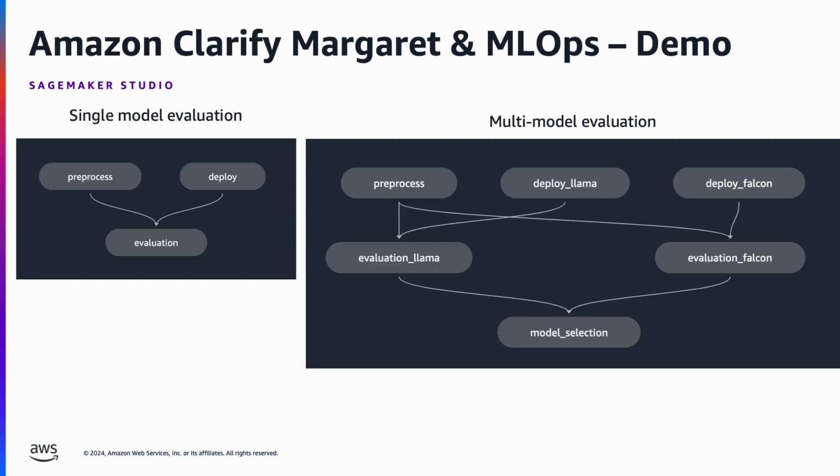And so here's a view of two pipelines we're going to look at today. One is a very simple single model pipeline where we'll do some pre-processing and a deploy step, both at the same time, and then those come together and we evaluate the model that has been deployed. After that, we'll take a look at a multi-model evaluation pipeline where we pre-process our data, deploy a model, deploy a second model, evaluate this, and then ultimately make a choice about which foundation model to use based on the evaluation results.